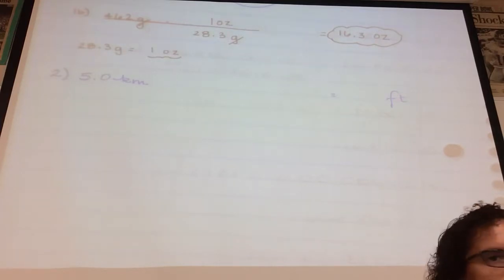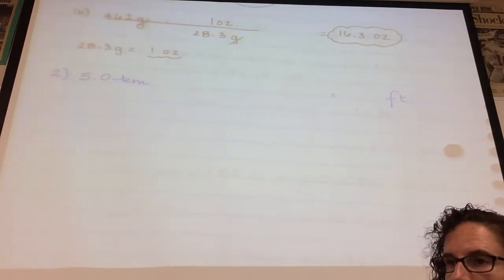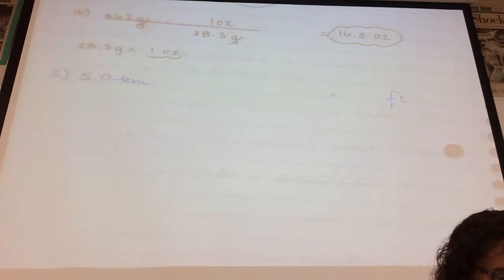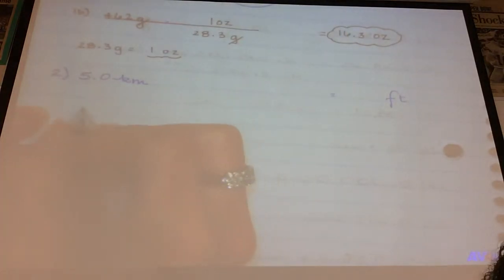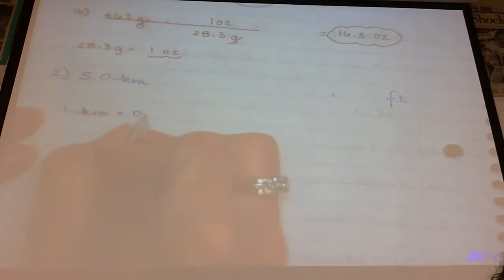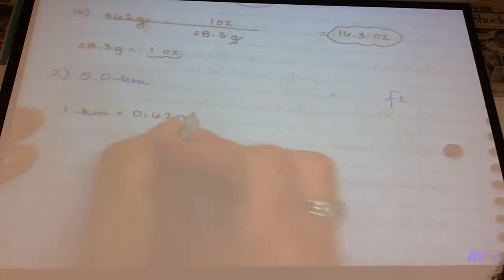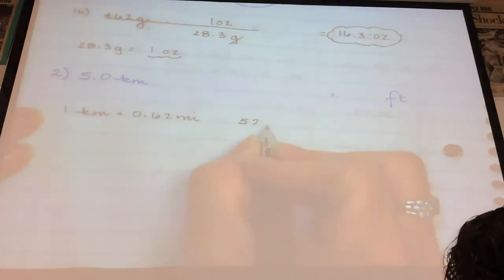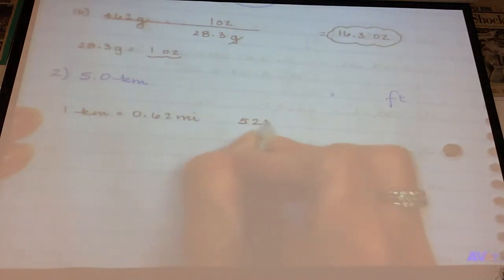I don't see one. What do you see? I don't see one, but there's two that you can use. Okay, so what are those two? 1 kilometer equals 0.62 miles, and then 5,280 feet equals 1 mile. 5,280 feet, yes.